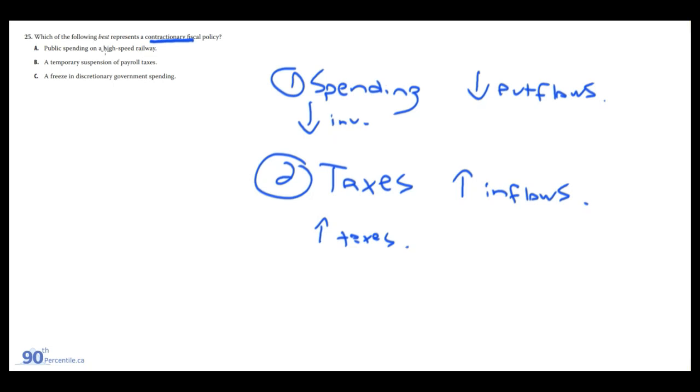So if we're coming back to the answers here, if we're looking for contractionary fiscal policy, it's not public spending, because that's investing and expanding the economy. A temporary suspension of payroll taxes, nope. Decreasing taxes would be expansionary. A freeze in discretionary government spending, that's exactly it. So they're not spending anymore, they're not investing. So it's expected to slow down the growth of the economy.